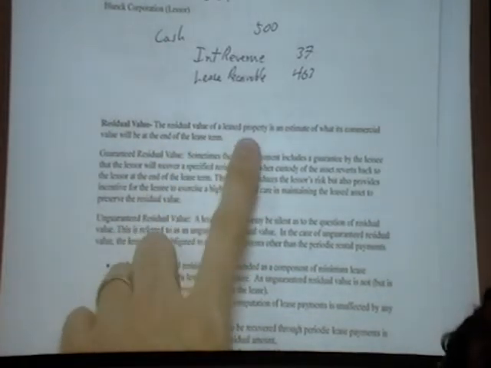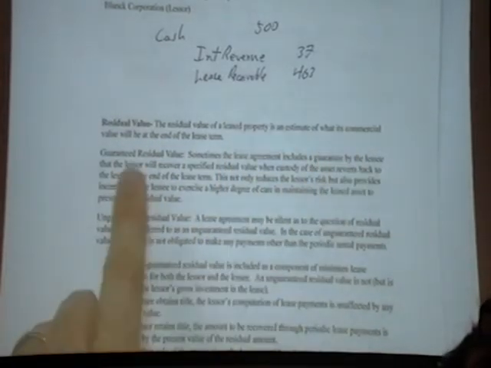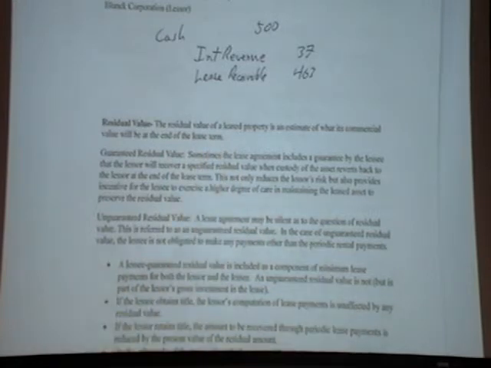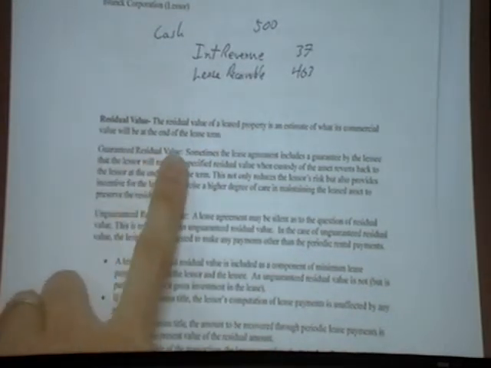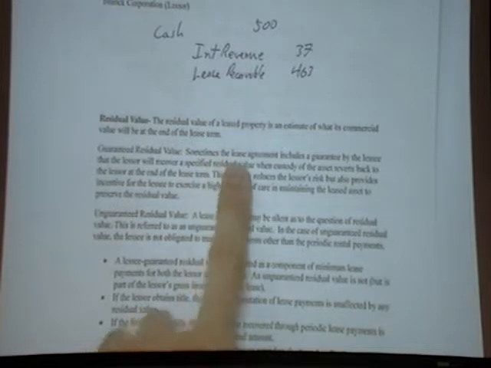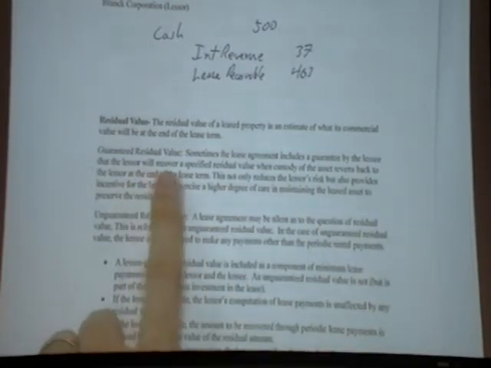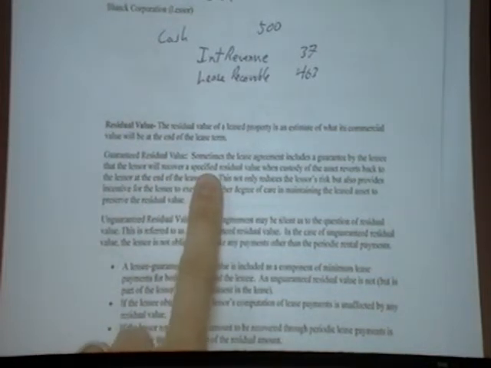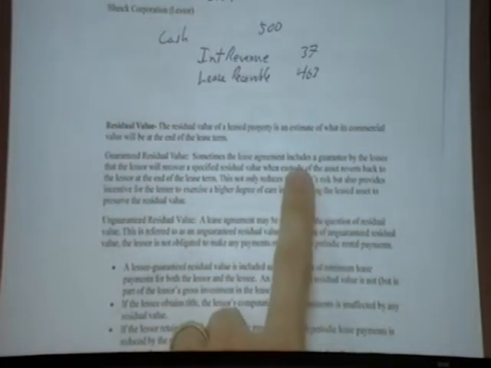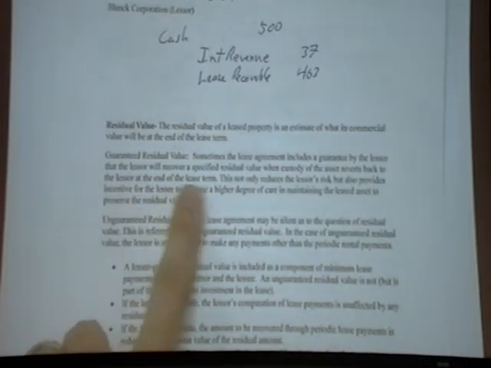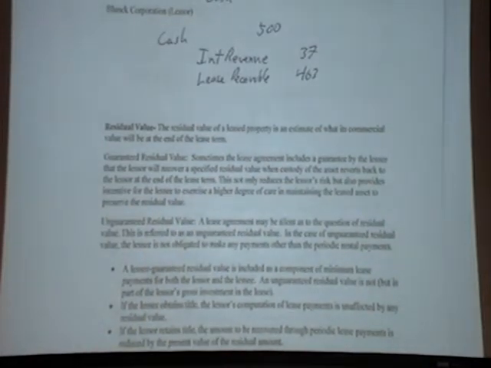The residual value of the leased property is an estimate of what its commercial value will be at the end of the lease term. A guaranteed residual value: sometimes the lease agreement includes a guarantee by the lessee that the lessor will recover a specified residual value when custody of the asset reverts back to the lessor at the end of the lease term. This not only reduces the lessor's risk, but also provides incentive for the lessee to exercise a higher degree of care in maintaining the leased asset to preserve the residual value.